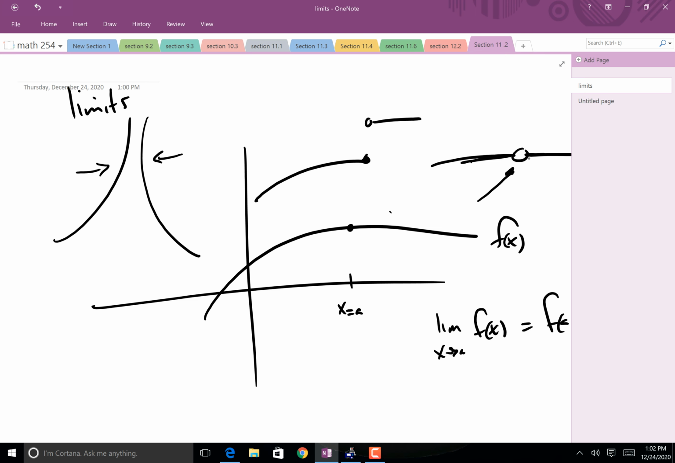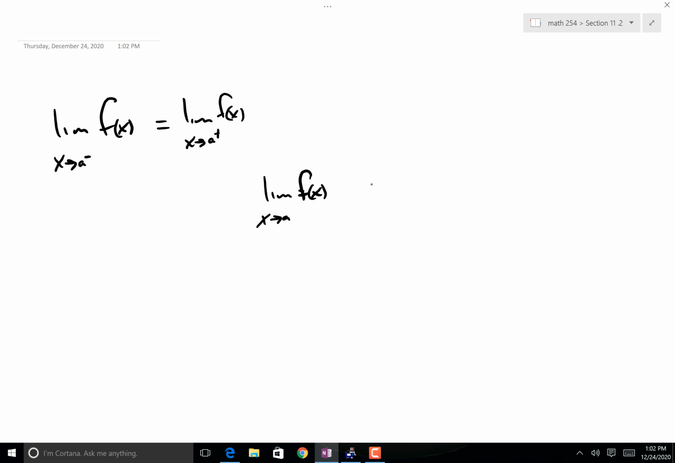Now, recall that we had to approach it from both sides. For the limit to exist, the limit as x approaches a from the left of f of x must equal the limit as x approaches a from the right. If they do, then the limit exists. So if you tell me it exists, then I know those two are equal. If you show me they're equal, then I can tell you the limit exists.